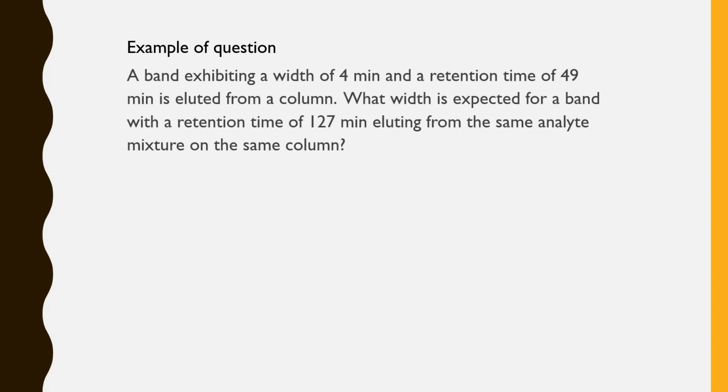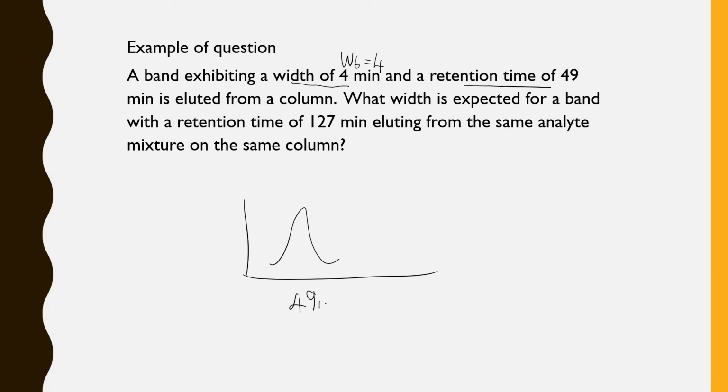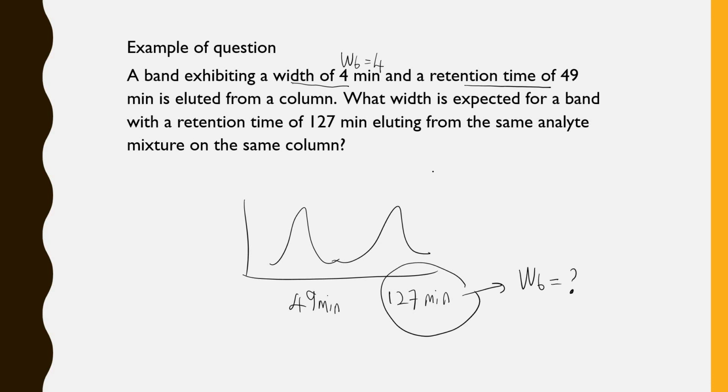Okay, for example, this is a very simple question to calculate N. For example, you have two peaks. Okay, the width here, the baseline, which is WB, is equal to 4. And then the retention time for the first one is 49 minutes. And then the other one here is 127 minutes. Okay, so the question asks you what width is expected for a band with a retention time of 127. So the question asks you to calculate what is WB for this peak. Okay, from the same analyte mixture on the same column.